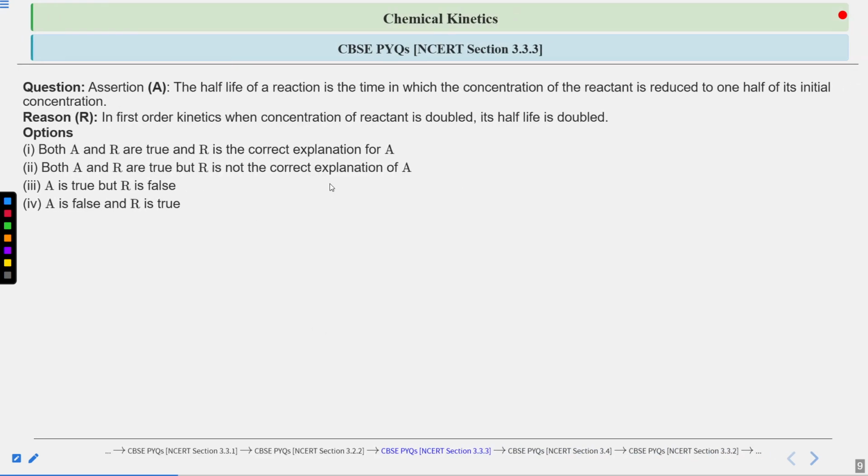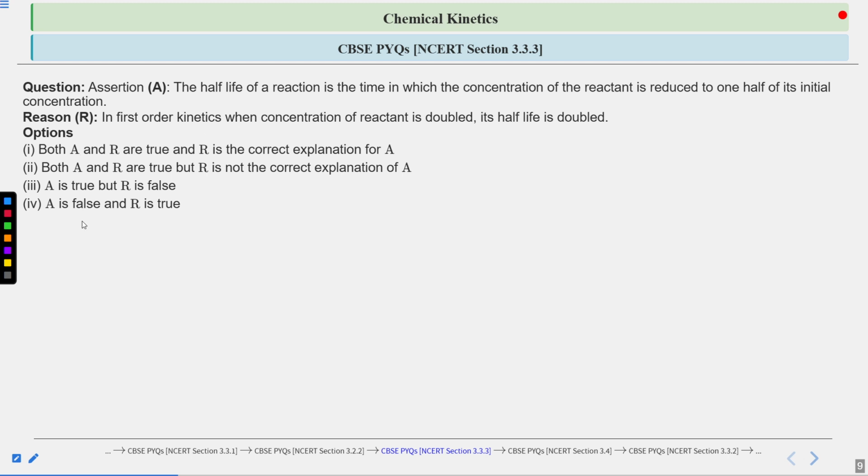So this is a CBSE PYQ, and this is covering the NCERT subsection 3.3.3. The question is an assertion and reason question. Assertion: the half-life of a reaction is the time in which the concentration of the reactant is reduced to 1/2 of its initial concentration. Reason: in first order kinetics, when the concentration of the reactant is doubled, its half-life is doubled. So these are the statements given for the assertion and the reason.